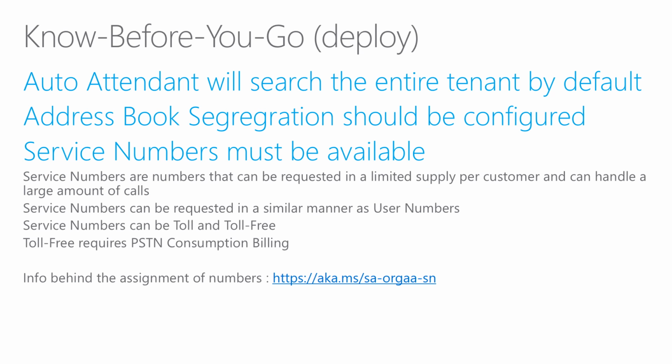So what do you need to know before you go deploy? One very important thing is that if you're using the default configuration, your auto attendant will search the entire tenant. This does mean that by default, someone could go into the auto attendant, search for your CEO, and get transferred to them. This is something you would need to configure. We strongly recommend that you configure this.